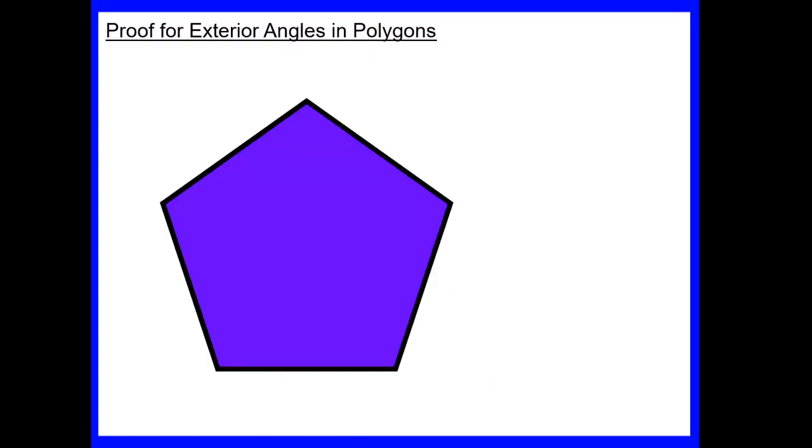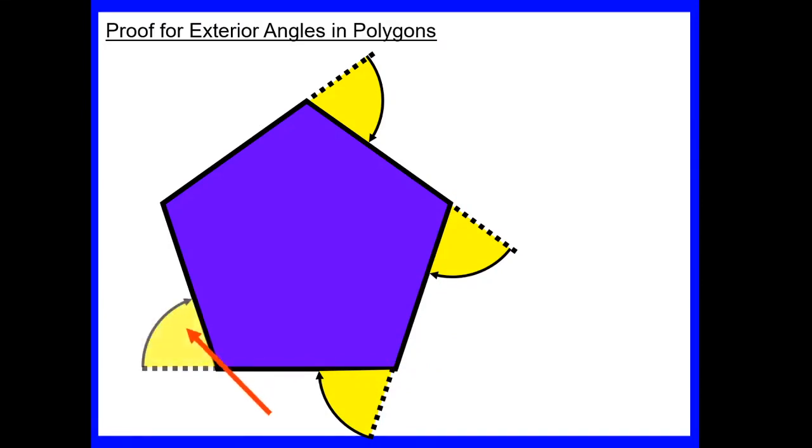Let's just prove that that's the case. Here we've got a pentagon, a five-sided shape. Let's see what the exterior angles on a pentagon are. There's our first angle. We've extended the side, and the angle between the extension and our shape is the exterior angle. We're going to do that again, and down to the next vertex, and another one, and another one. So you can see we've got 5 exterior angles in our pentagon, 5 corners and 5 exterior angles to go with them.